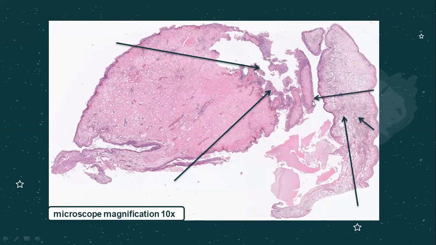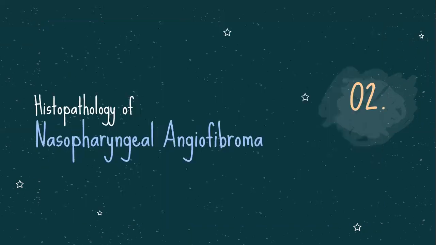And this is a thickening of the basement membrane. And what is this? This is a polypoid nasal mucosa. And this is a pseudostratified epithelium of the mucosa.